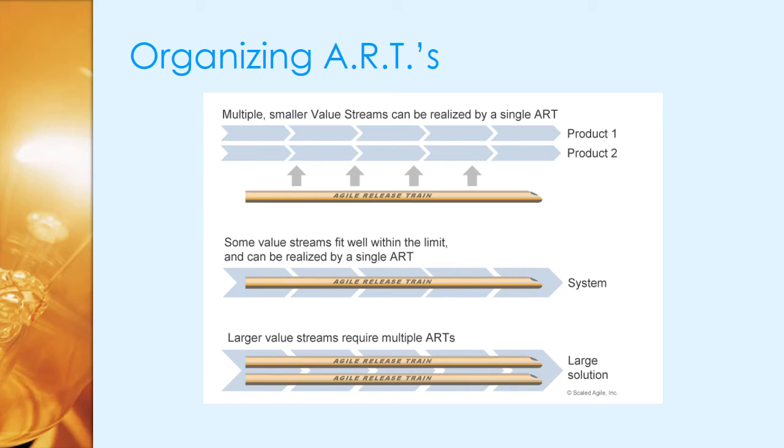3. One large value stream realized by multiple ARTs. This option is used by large organizations with a value stream that involves several departments with separate budgets that all support delivery of a complex product. For example, a single product that is available across several different platforms.